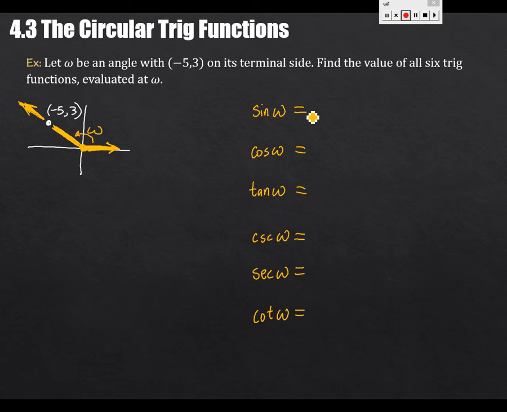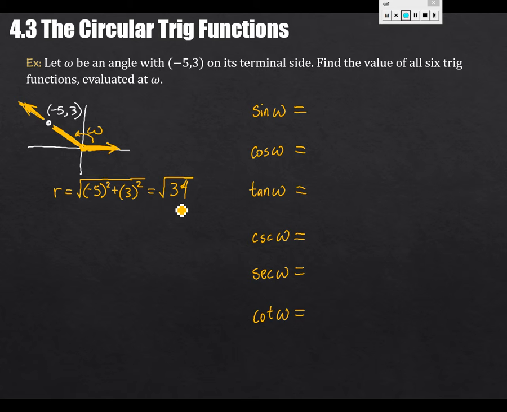What do you need to do first before all else? Yeah, we are going to need r. That's in all these definitions. So r is equal to something. I don't know. Square root of something, isn't it? Whatever you get. What is that? Plus 9 is 34.